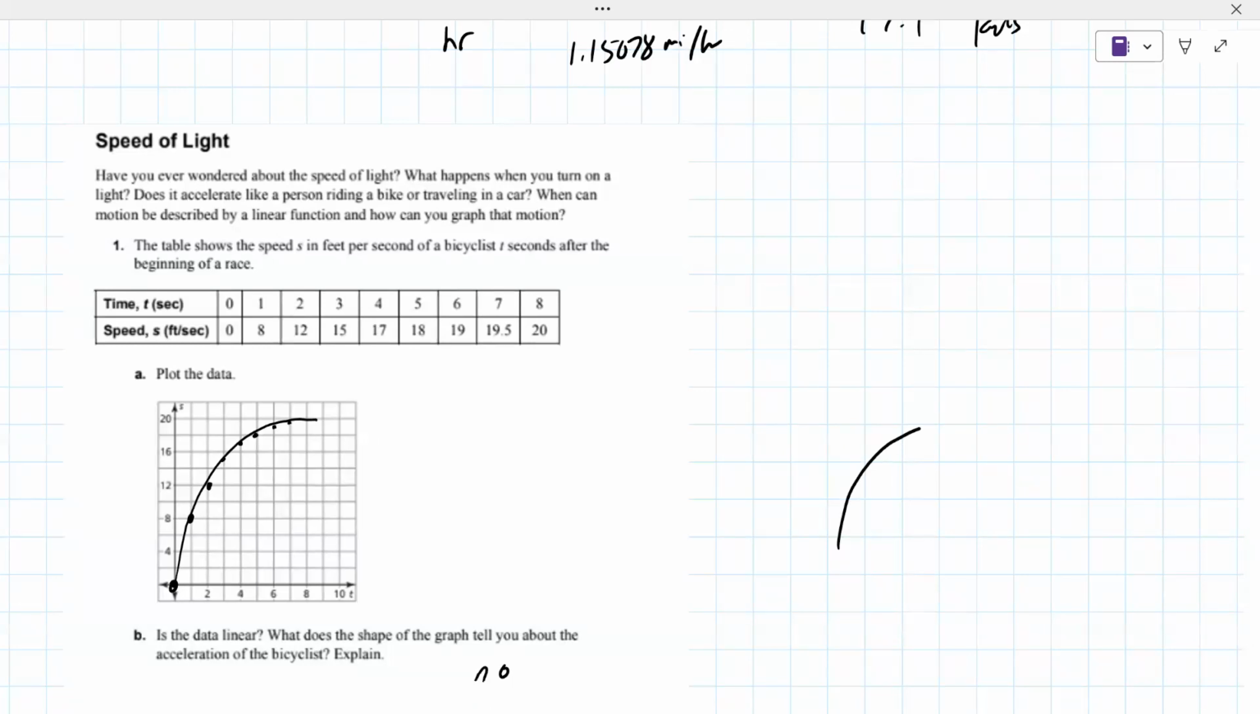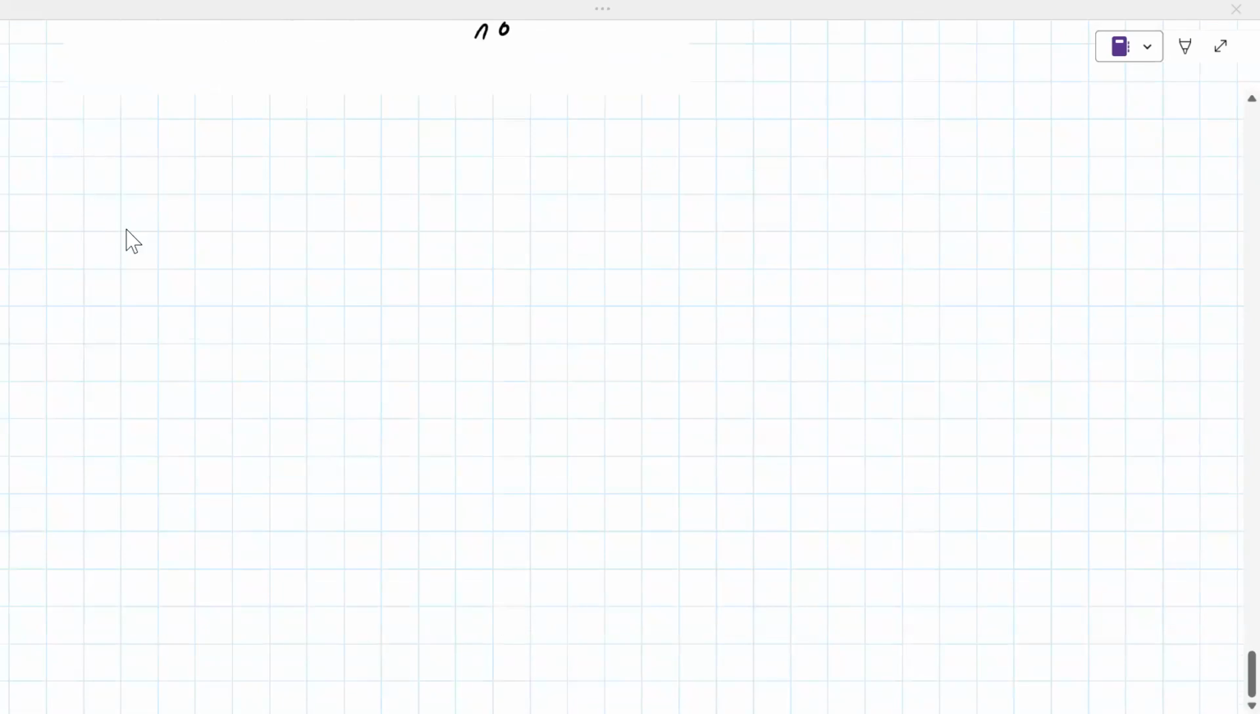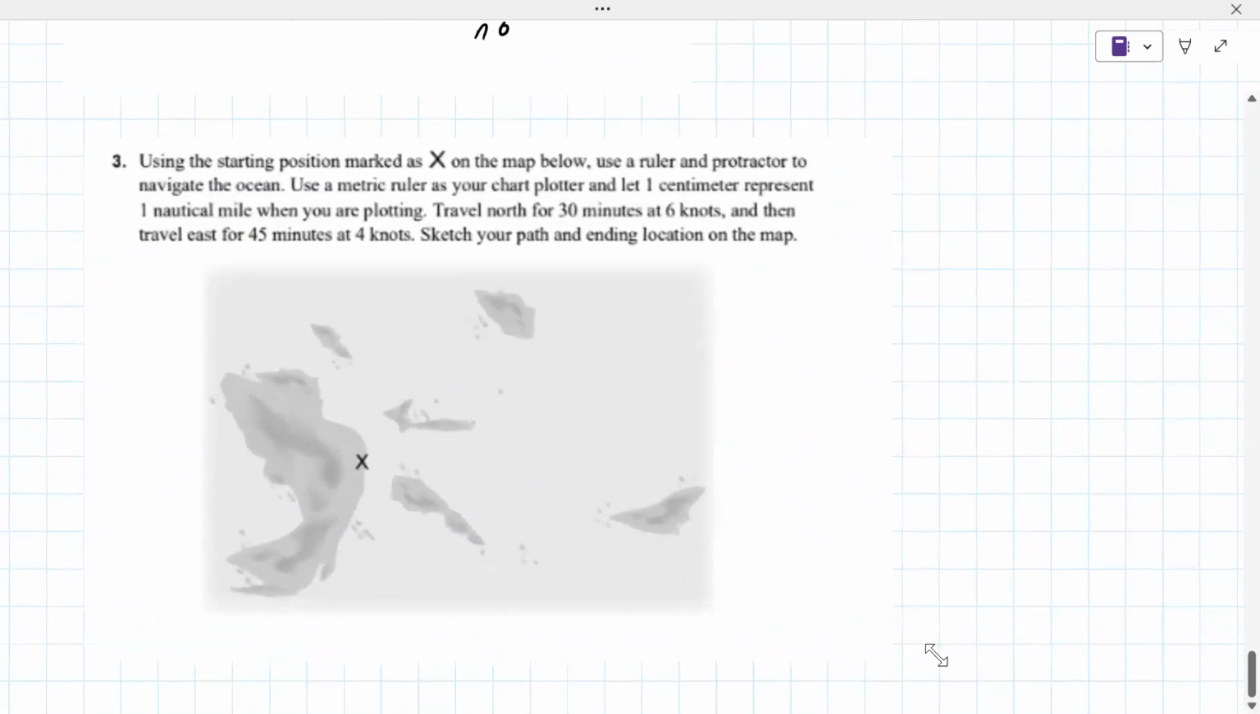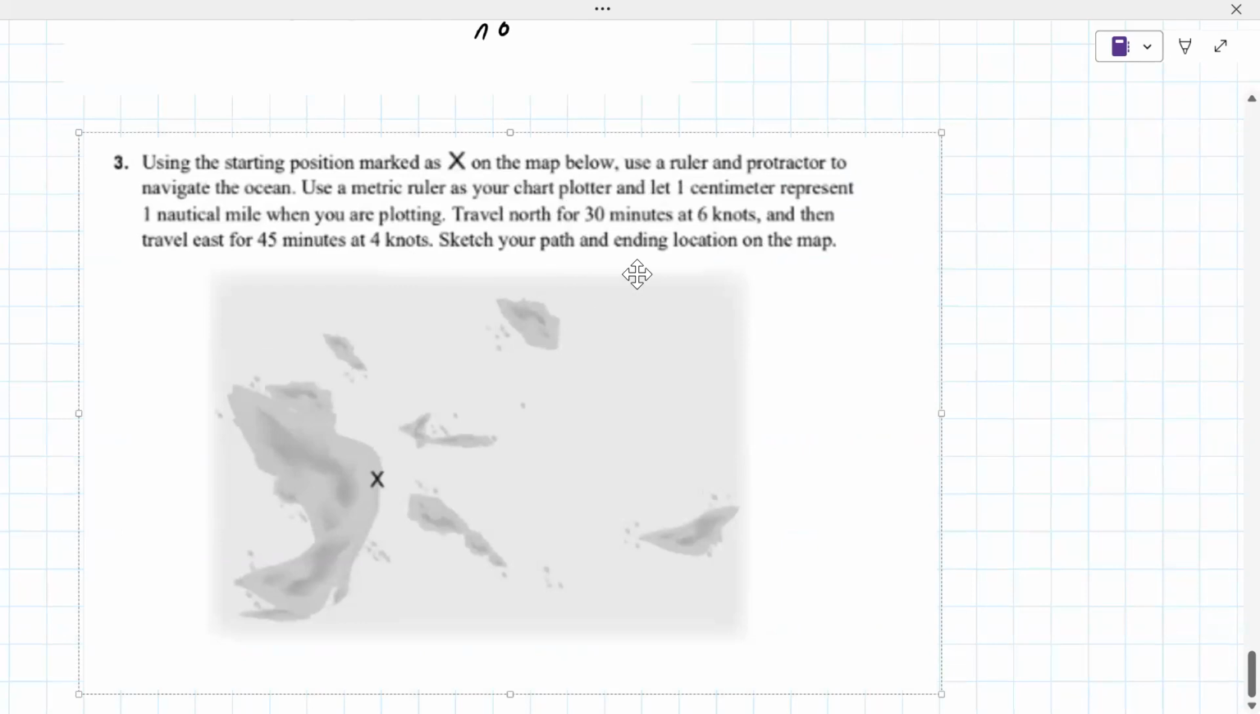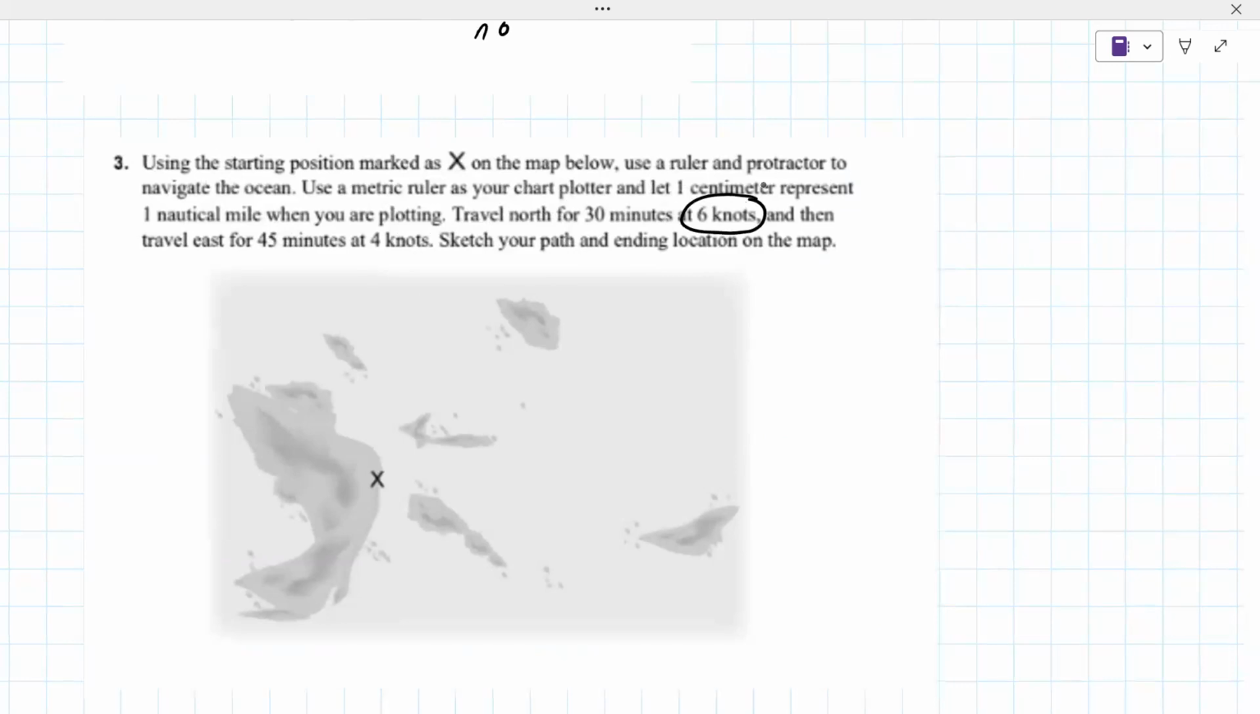All right, why don't you finish up that other one. I don't even know what this is. Traveling north for 30 minutes at 6 knots. Okay. So you have to figure out, if you're traveling north for 30 minutes at 6 knots, that's half, so it's 3 knots times the 1.15 whatever.